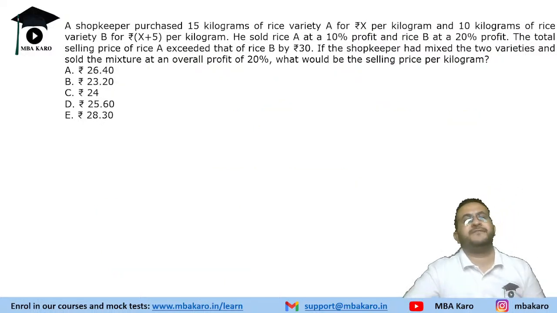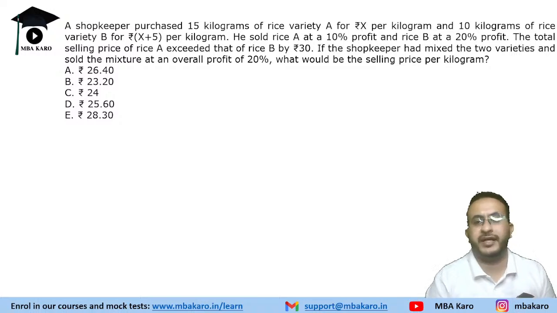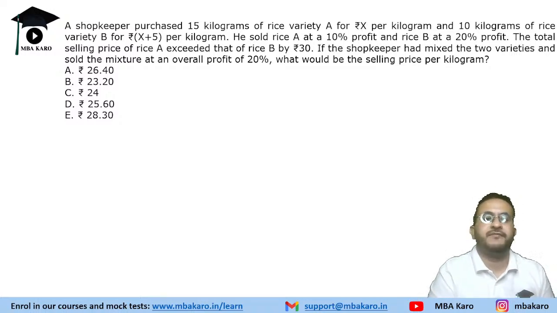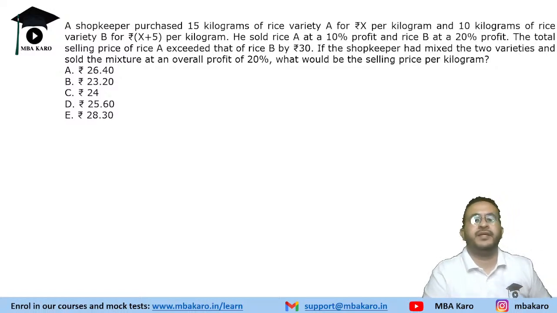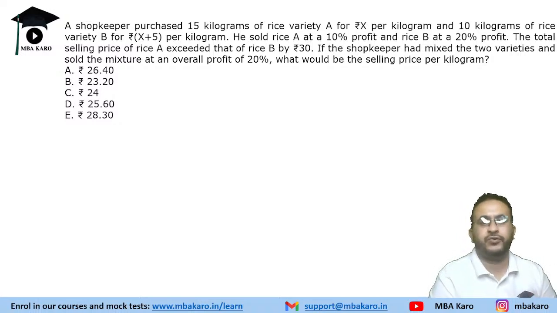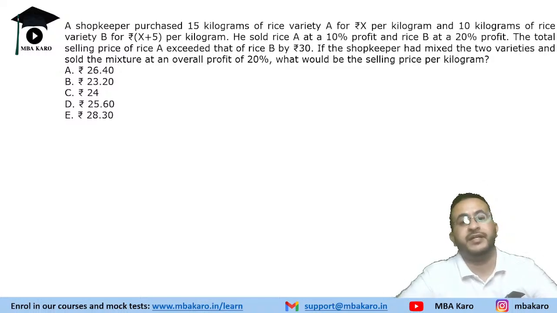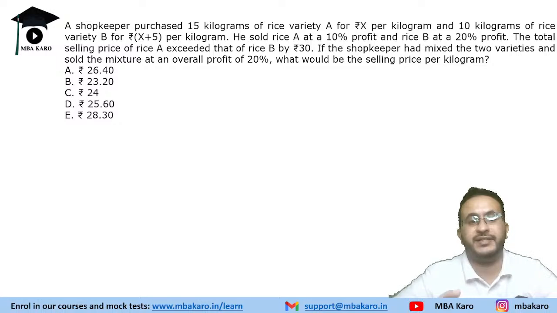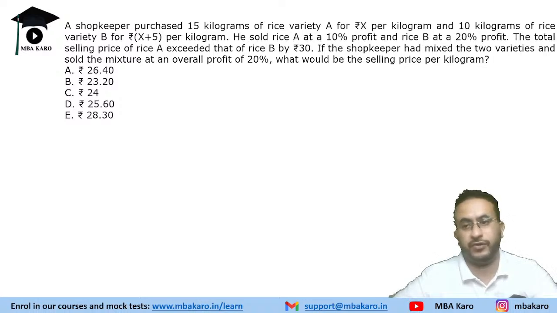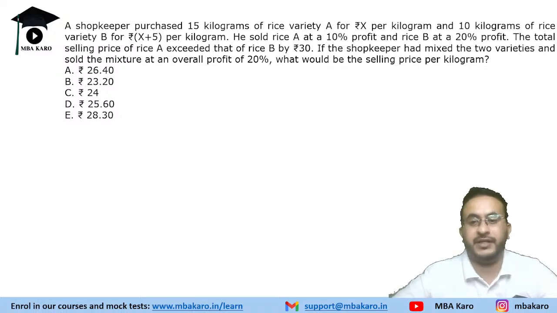A shopkeeper purchased 15 kilograms of rice variety A for x per kilogram and 10 kilogram of rice variety B for x plus 5 per kilogram. He sold rice A at 10% profit and rice B at 20% profit. The total selling price of rice A exceeded that of rice B by rupees 30. If the shopkeeper had mixed the two varieties and sold the mixture at an overall profit of 20%, what would be the selling price per kilogram? Now, this is a difficult question because first of all, you will have to find the value of x. So, try it. I mean, in the examination, do not attempt this kind of question.